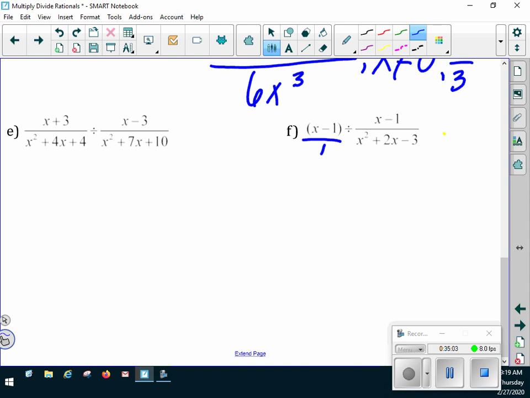Okay. You have learned how to simplify rational expressions, multiply them, and divide them. My goal was to be finished with that. What did I say? We finished in time.